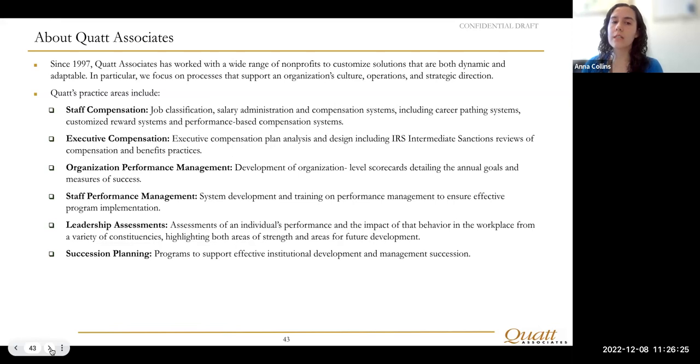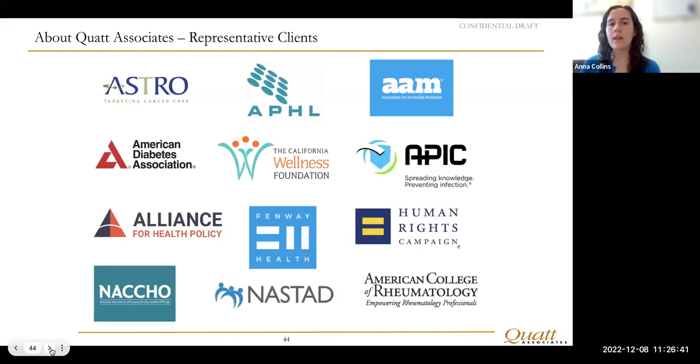We also work with organizations on organizational and staff performance management systems. We conduct 360-degree leadership assessments, usually either for a CEO or a leadership team, and we help organizations implement succession planning processes. And on the next slide, I've got a sampling of representative clients that we work with who are in the healthcare and the LGBTQIA+ spaces.